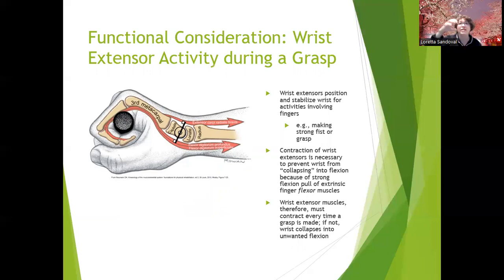So during a grasp, when you're holding on to something, the wrist extensors position and stabilize the wrist for activities involving the fingers. So if you need to make a strong fist or grasp onto something or hold on to a branch to swing through the trees, if you want to think of it that way, the contraction of the wrist extensors is necessary to prevent the wrist from collapsing into flexion because of the strong flexion pull of the extrinsic finger flexor muscles. The wrist extensor muscles have to neutralize that a little bit, so they have to contract every time a grasp is made, so you can maintain that firm grasp.